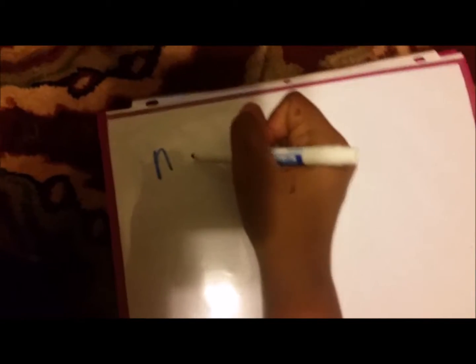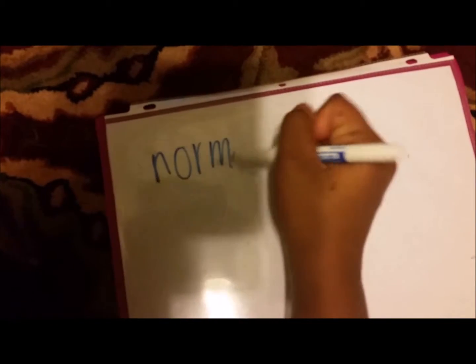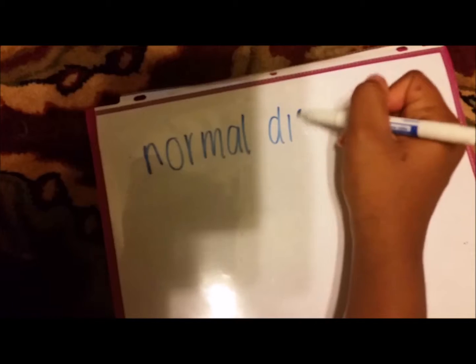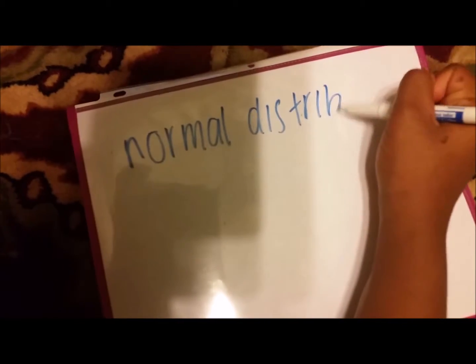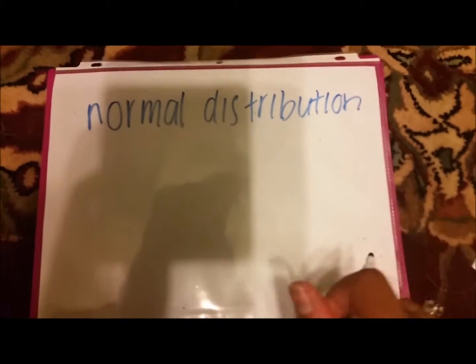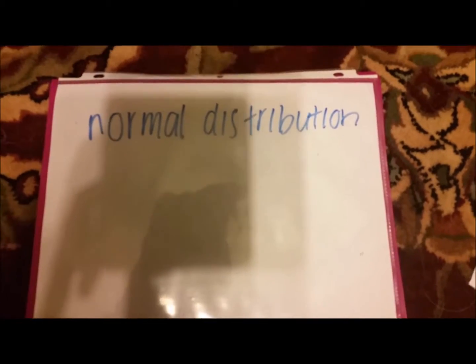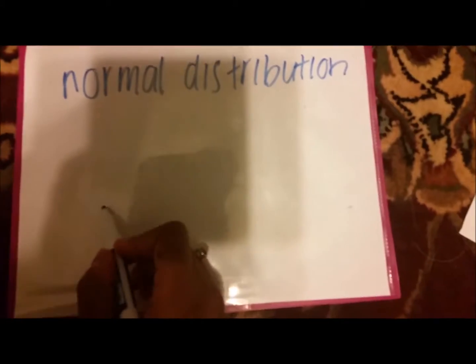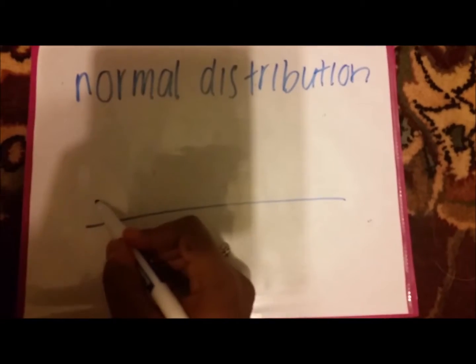So important things to note in this is normal distribution, z-scores can only be normally distributed. And a normal distribution looks like this.